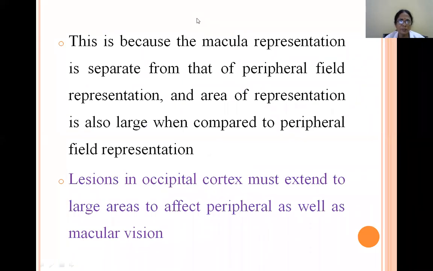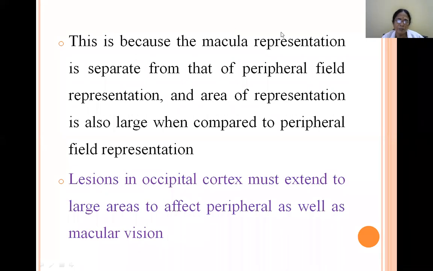As we have already discussed, this is because the macular representation is separate from that of peripheral field representation. The macular representation area is separate from the peripheral field representation, and the area of representation is also large when compared to peripheral. It is the area of representation of visual fields in the cerebral cortex.